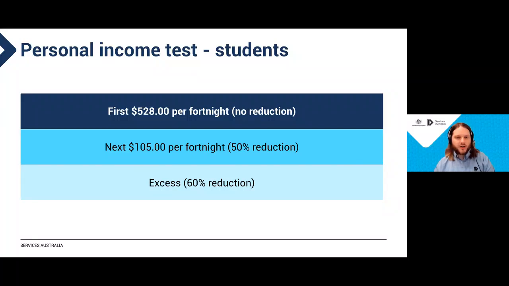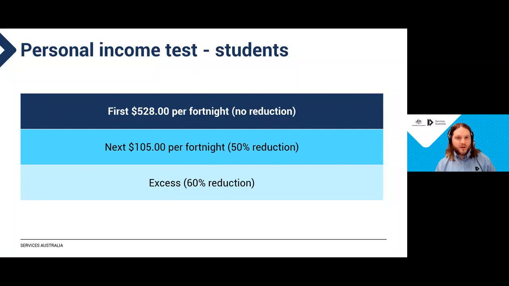Now, those on a study payment, such as youth allowance as a studier or as a student, or say, for example, somebody in receipt of Austudy. For any income between $528 and $633 per fortnight, your rate reduces by 50 cents for every dollar. For any income over $633 per fortnight, the rate will then reduce by 60 cents.